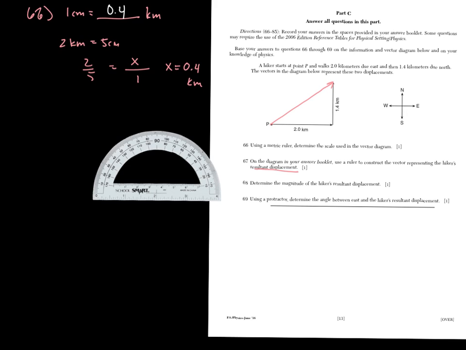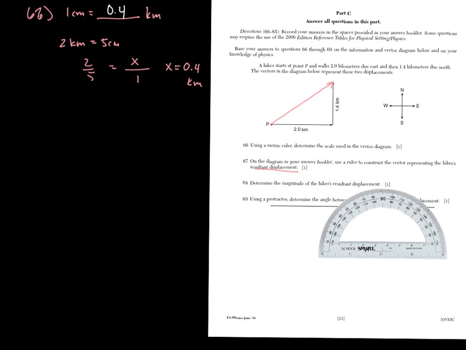For number 68, what is the magnitude of the hiker's resultant displacement? You can measure the length of it and use a scale to get it, or you can use Pythagorean theorem. That's what I'm going to use. And you don't have to show work even to get this point. So 2 squared plus 1.4 squared equals c squared. C is going to equal, you should get approximately 2.4 kilometers.